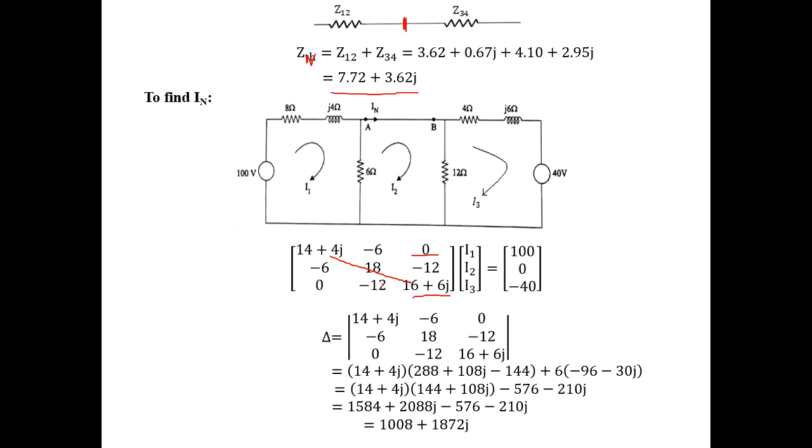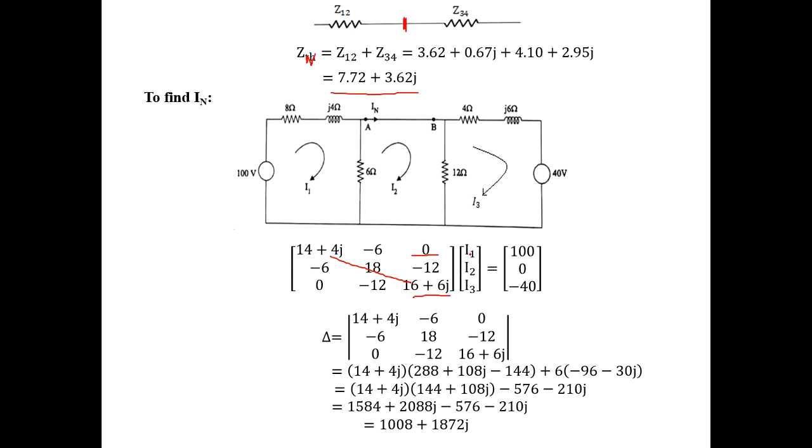Value is minus 12. Why am I putting these minus values? Between this resistor, one current is flowing in the downward direction and one current is flowing in the upward direction. For that only I put minus here. In this matrix, only the diagonal elements are positive; the remaining elements are always negative.